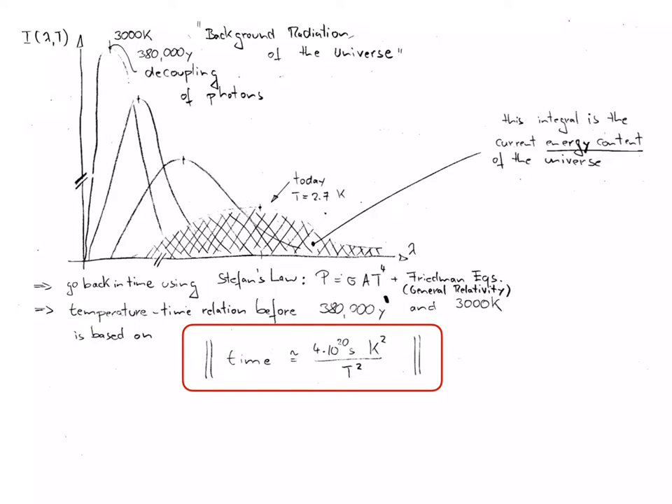Before 380,000 years, the time-temperature relationship of the universe cannot be inferred from Planck's radiation law. Instead, the relationship shown here is used. Without derivation, we note that for this early period of the universe, the time, its age, is equal to 4 times 10 to the 20 seconds times Kelvin squared divided by temperature squared given in Kelvin.